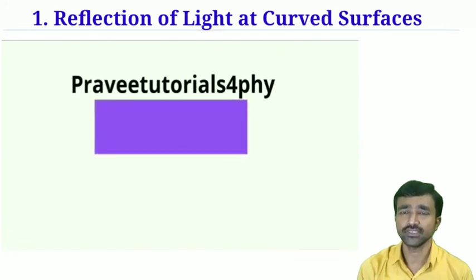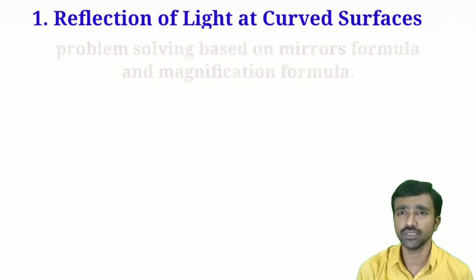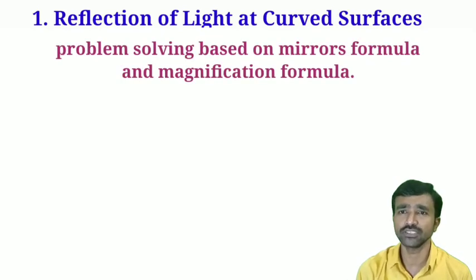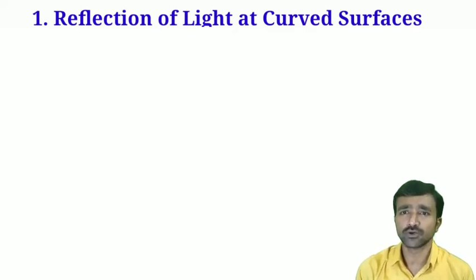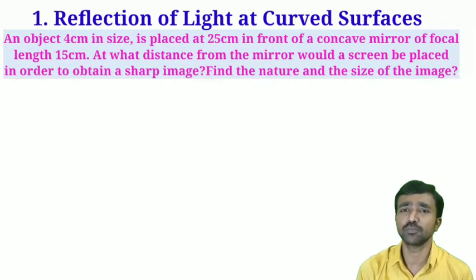So in this class, I will discuss with you one problem that depends on both the mirror formula as well as the magnification formula. The question is: an object 4 centimeters in size is placed at 25 centimeters in front of a concave mirror of focal length 15 centimeters. At what distance from the mirror would a screen be placed in order to obtain a sharp image? Find the nature and the size of the image.